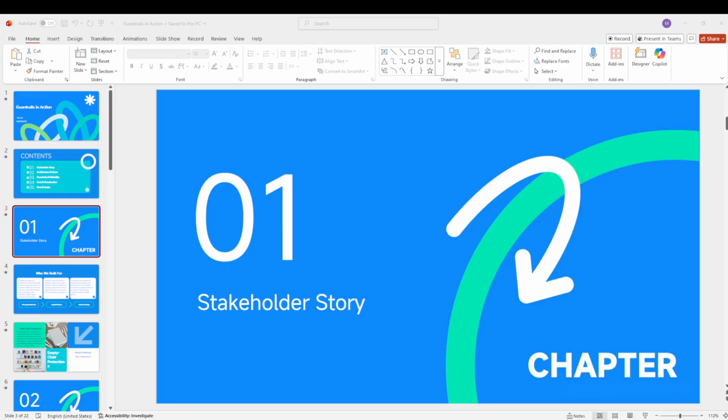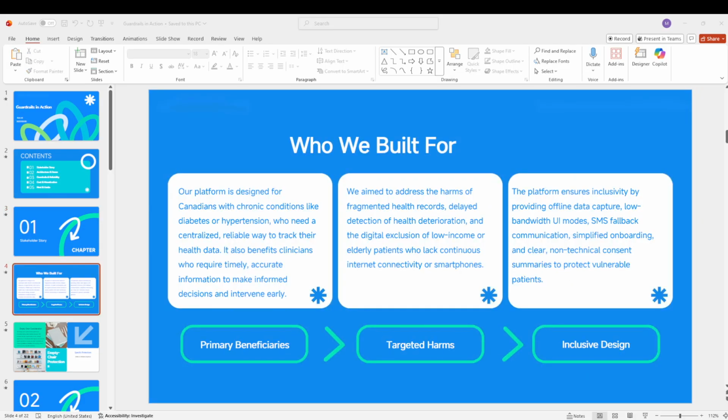So who did we build the platform for? Our primary users will be patients managing ongoing health conditions such as diabetes and hypertension, people who may rely on daily vitals monitoring and have to share them with a consultant. Our secondary users will be the consultants of those patients, who want to keep track of the patient's health data and intervene early if possible.